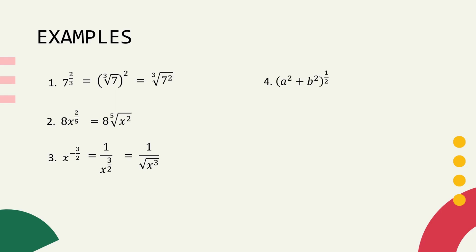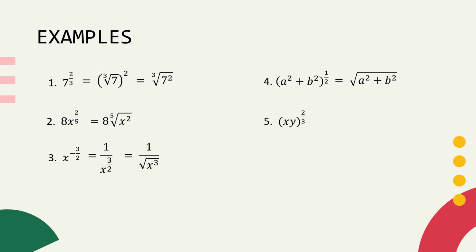Next, we have quantity a squared plus b squared raised to 1/2. As you can see, a squared plus b squared is entirely raised to 1/2. Therefore, a squared plus b squared will be our radicand, wherein 2 is the index and 1 is our power. So in radicals, this becomes square root of quantity a squared plus b squared.